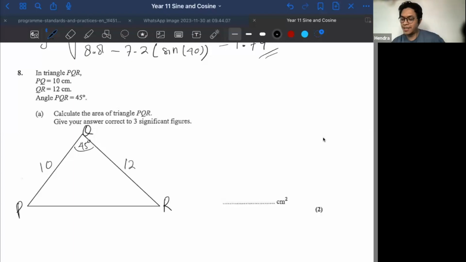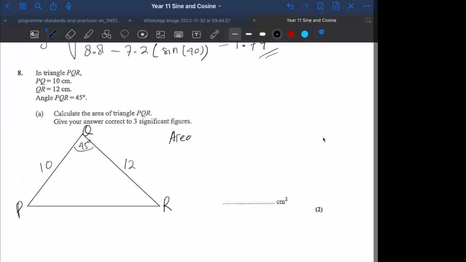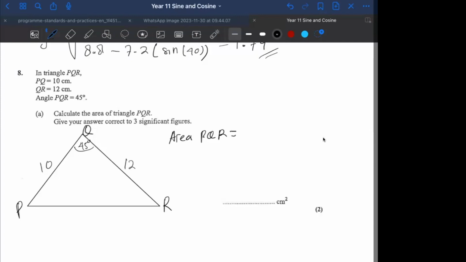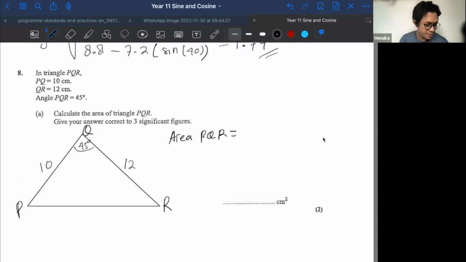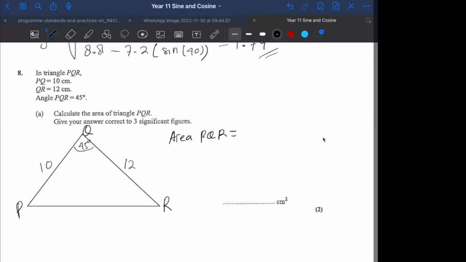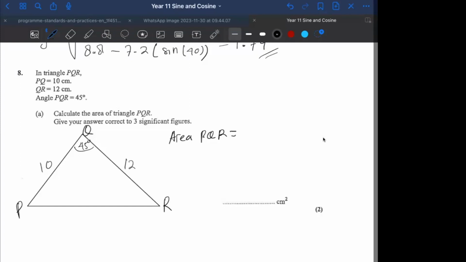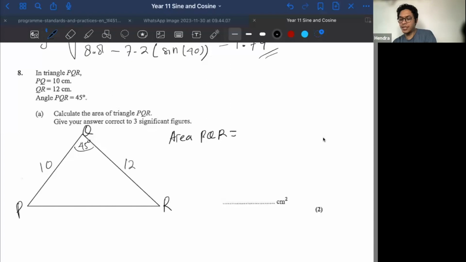How do we find the area of a triangle? I think you will get a formula booklet when you do the test, don't you? Not all the time. Oh, only for a certain exam? Yeah, sometimes. In the formula booklet, there will be a formula for this.